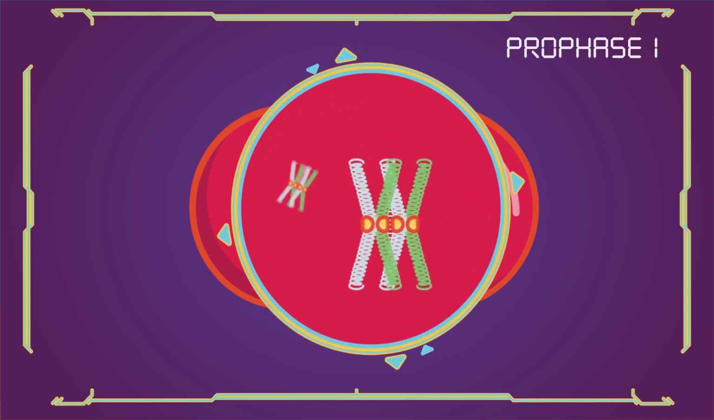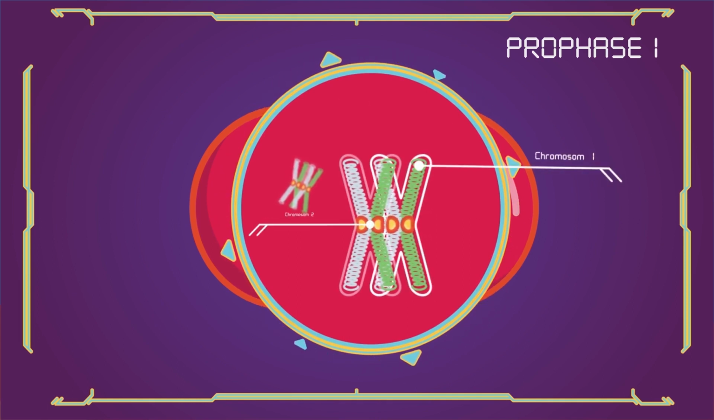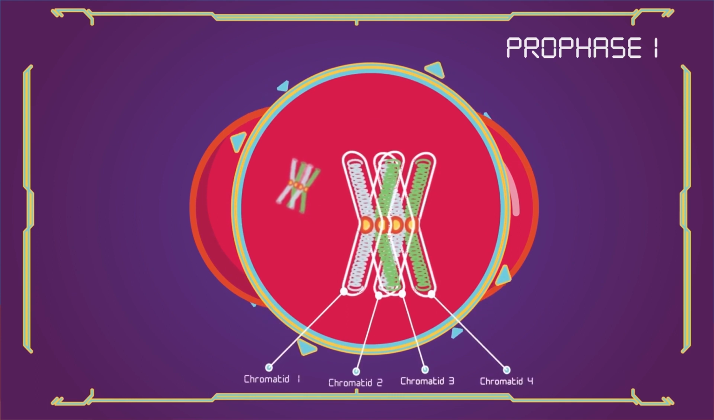The paired and replicated chromosomes are called bivalents or tetrads, which have 2 chromosomes and 4 chromatids, with 1 chromosome coming from each parent.